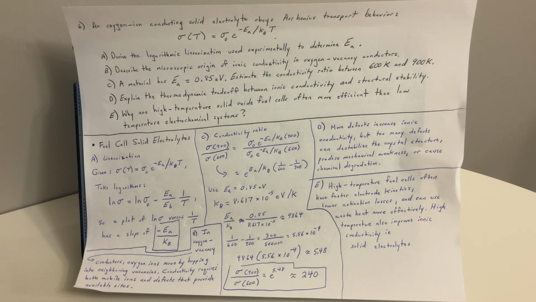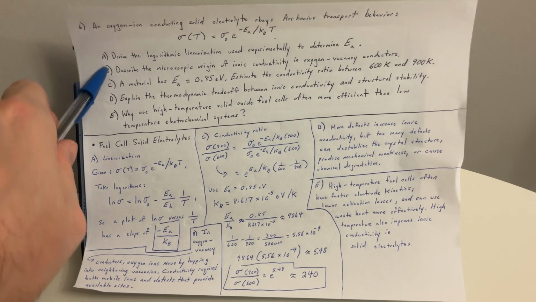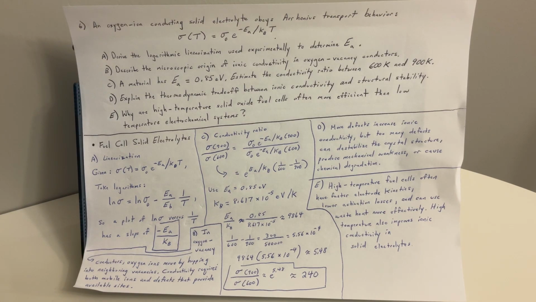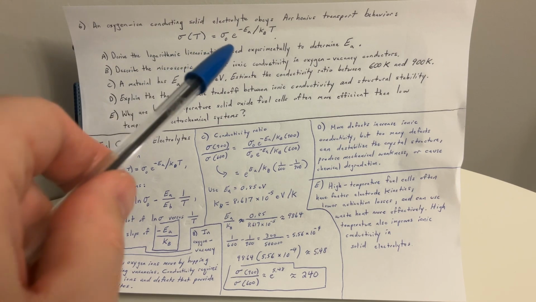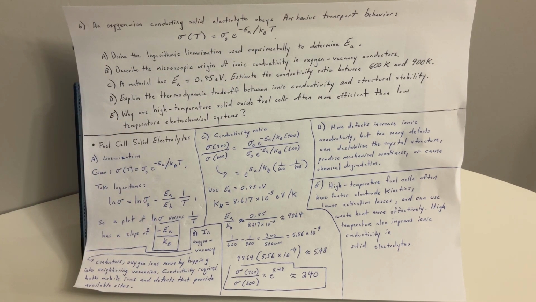So, an oxygen ion solid electrolyte obeys Arrhenius transport behavior. Derive, for letter A, the logarithmic linearization used experimentally to determine E sub A. We're given σ of T equals σ naught times e to the negative E sub A over k sub B T.